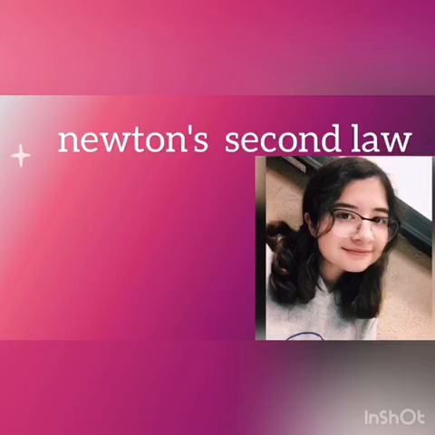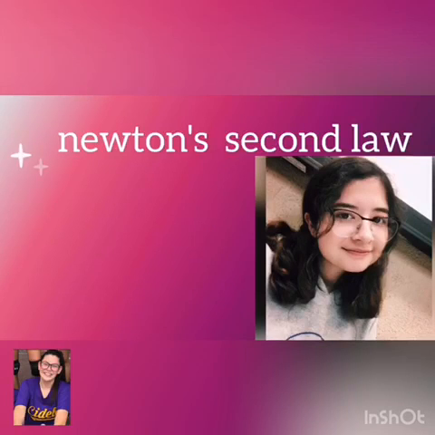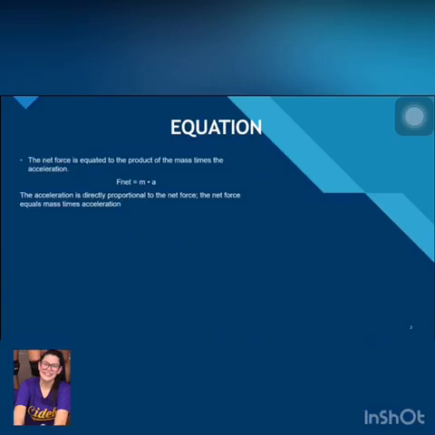So, Newton's second law of motion can be stated as the following. The acceleration of an object as produced by a net force is directly proportional to the magnitude of the net force, in the same direction as the net force, and inversely proportional to the mass of the object. The net force is equated to the product of the mass times acceleration. The acceleration is directly proportional to the net force. The net force equals mass times acceleration.